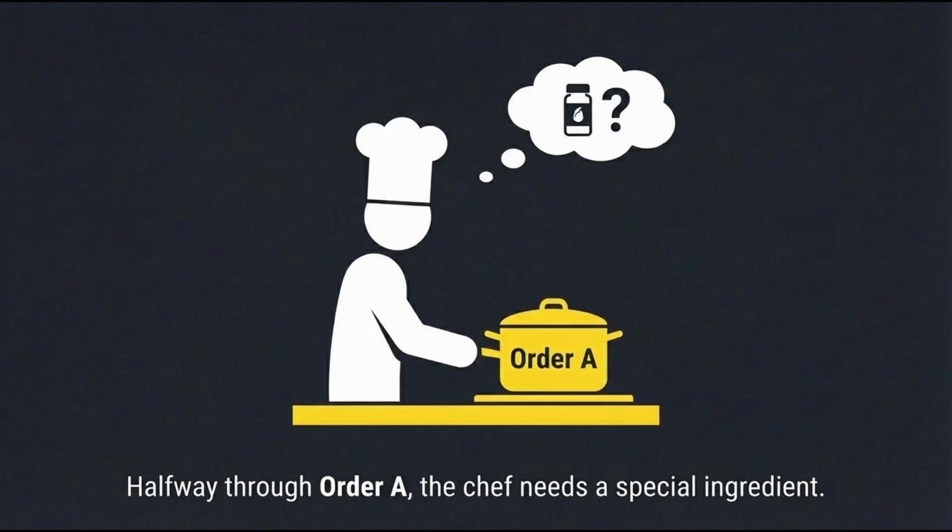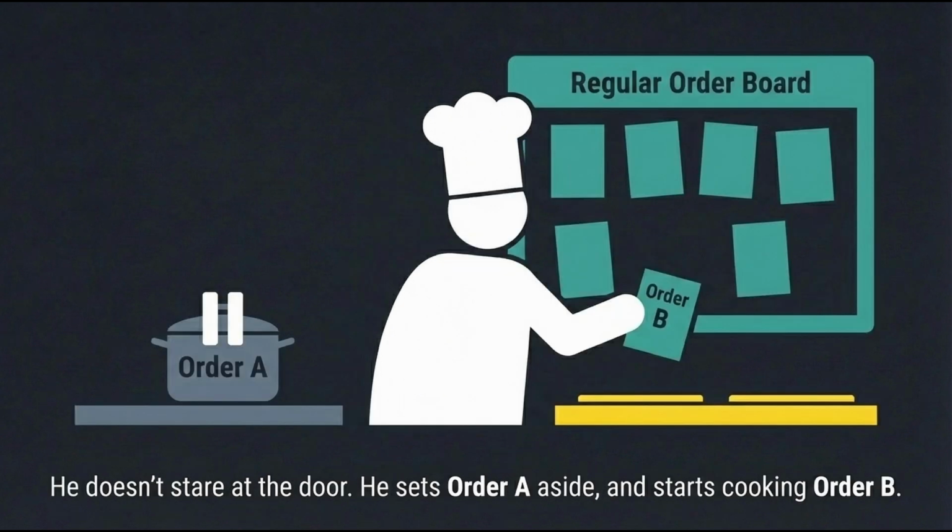Imagine a restaurant kitchen. Our chef is cooking order A. Halfway through, he needs a special ingredient that hasn't arrived yet. Does he just stand there staring at the door? Of course not. He doesn't stare at the door. He sets order A aside and grabs the next order from the board. The kitchen keeps running, just like your UI keeps rendering while await is waiting.